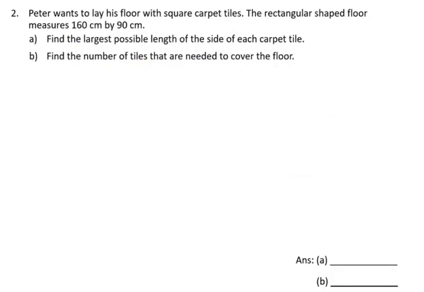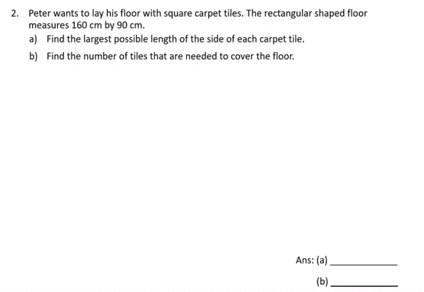So moving on to question 2. This one, the numbers are bigger. I know, but you need to do it carefully. So question number 2 says Peter wants to lay his floor with square carpet tiles. The rectangular shaped floor measures 160 cm by 90 cm. A, find the largest possible length of the side of each carpet tile, and B, find the number of tiles that are needed to cover the floor.